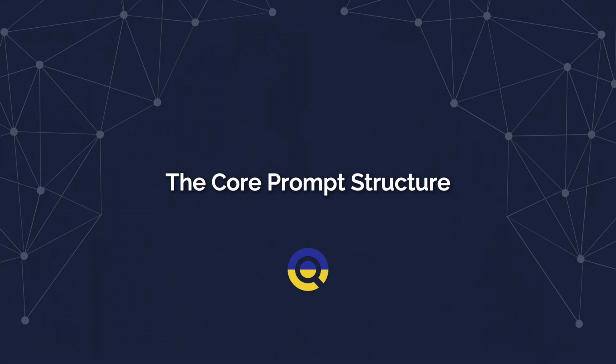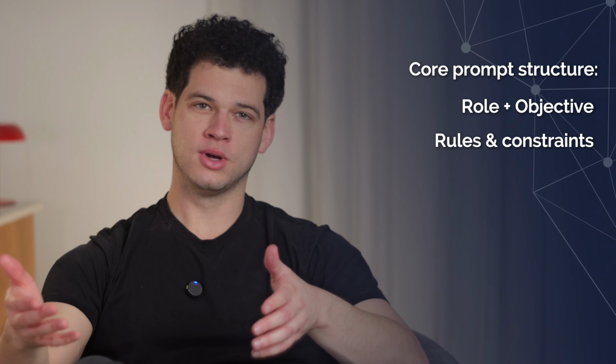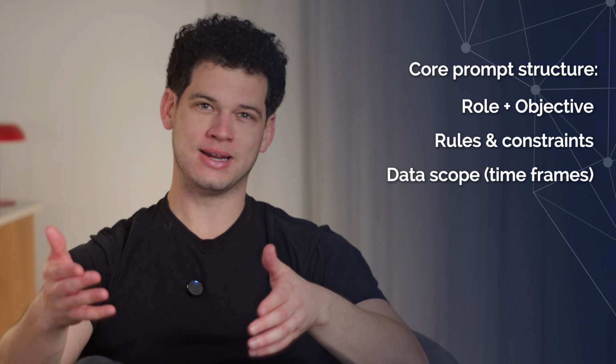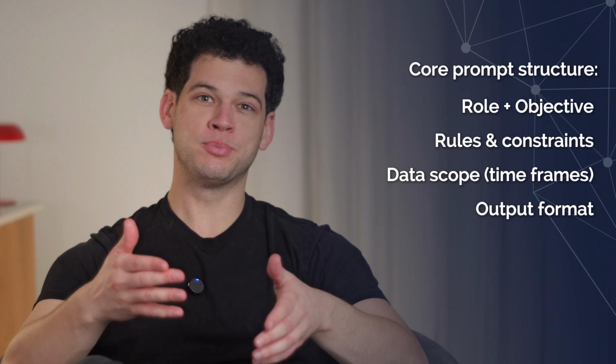The core prompt structure. Almost every strong SEO prompt follows the same basic structure. You don't need complex prompt engineering, you just need clarity. Basically, a good prompt answers 4 things: who ChatGPT is, what it needs to do, what data and time range it should focus on, and how the output should look. Let's break each one down.